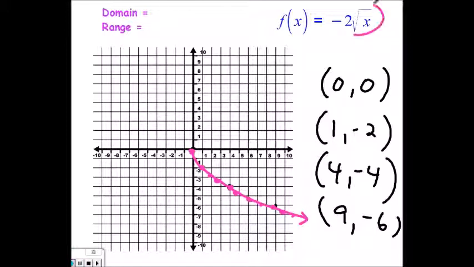Well, since we're just taking the square root of x here, x can't be negative, so it has to be non-negative. And the range, the y-coordinates, look like it goes from 0 down, so the y-coordinate's going to have to be less than or equal to 0.